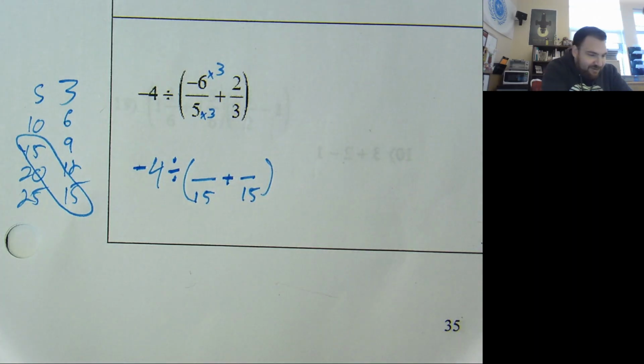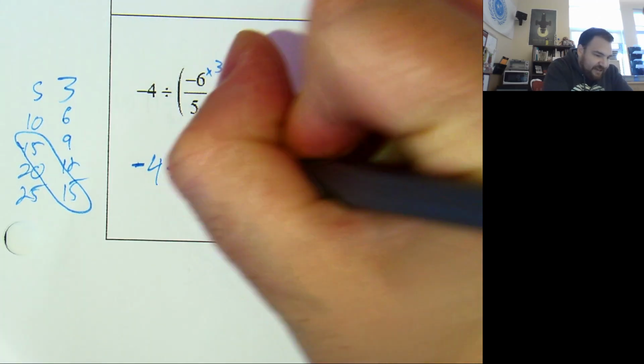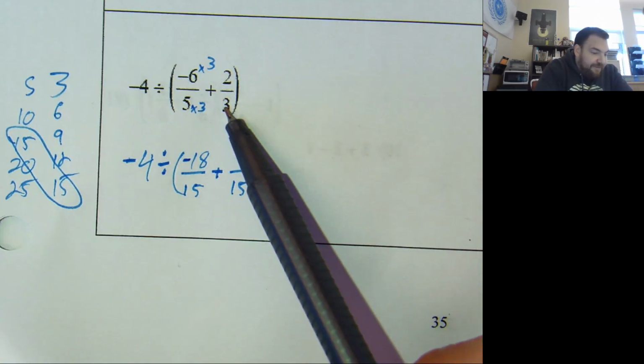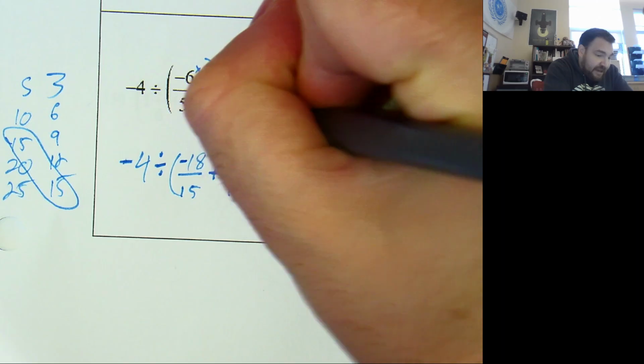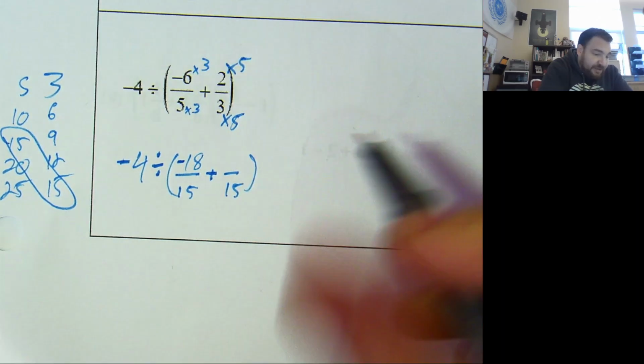Almost. Thank you. Negative 18. And then how do I go from 3 to 15? I times that thing by 5. And whatever I do to the bottom, I have to do to the top. 2 times 5 is? 10.